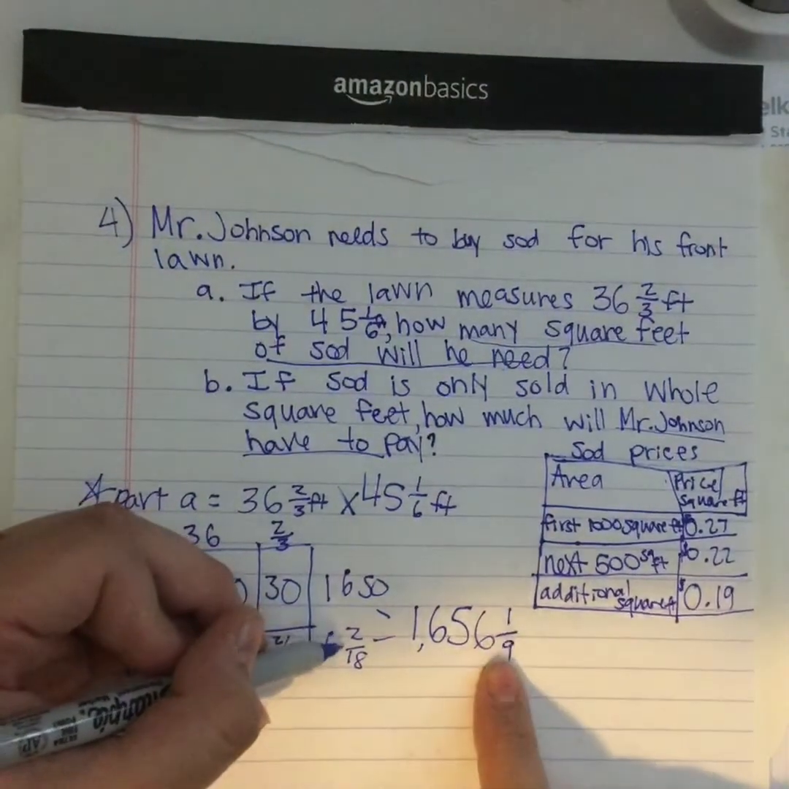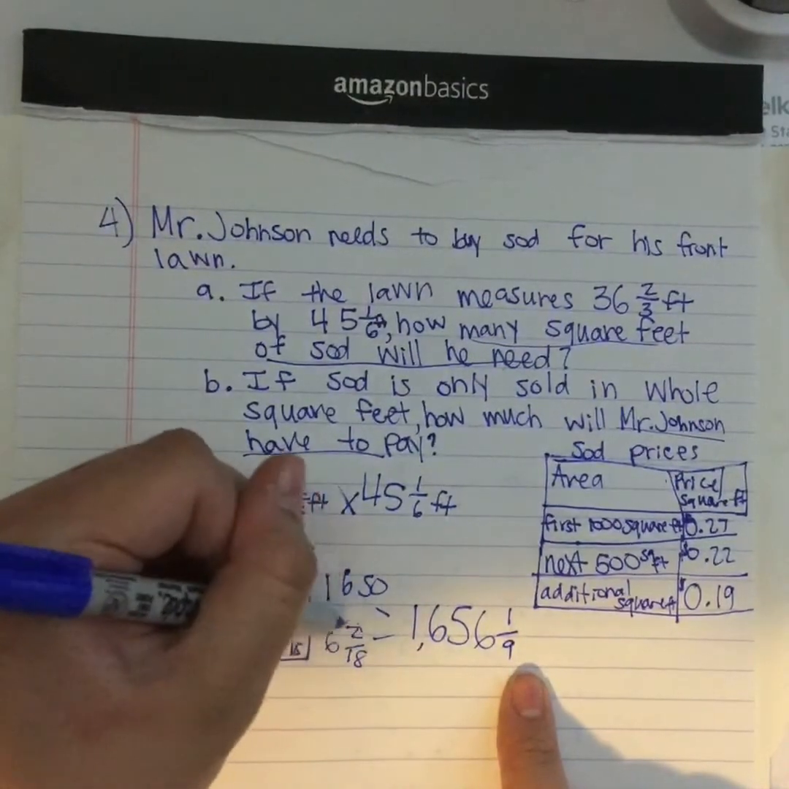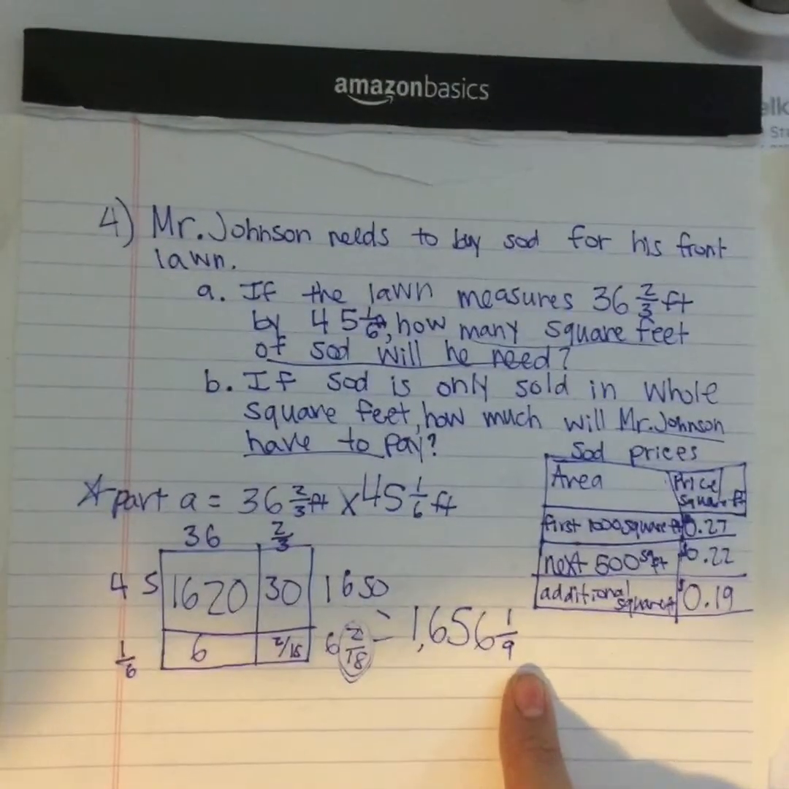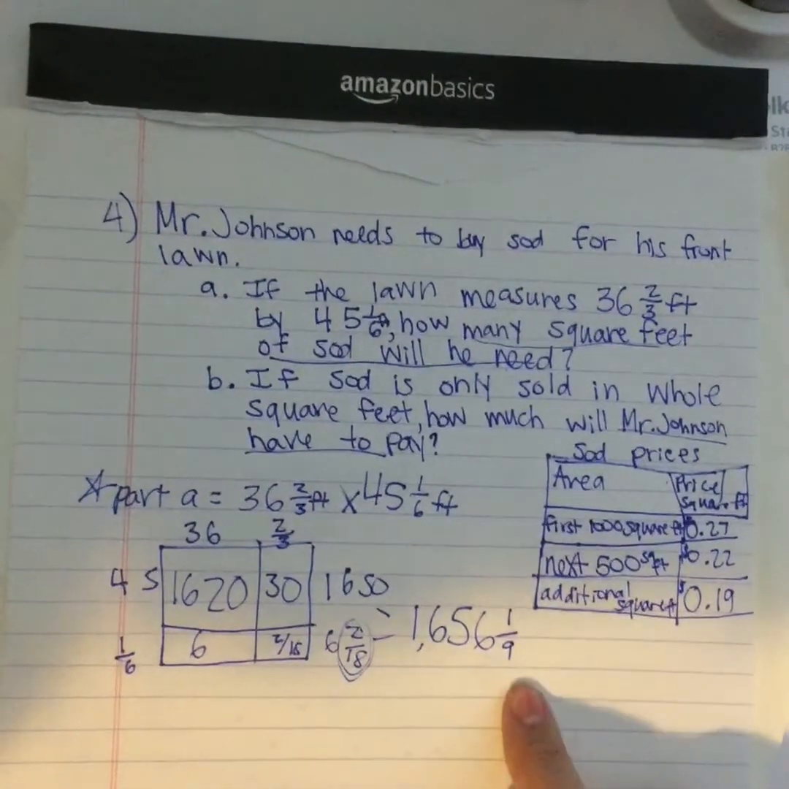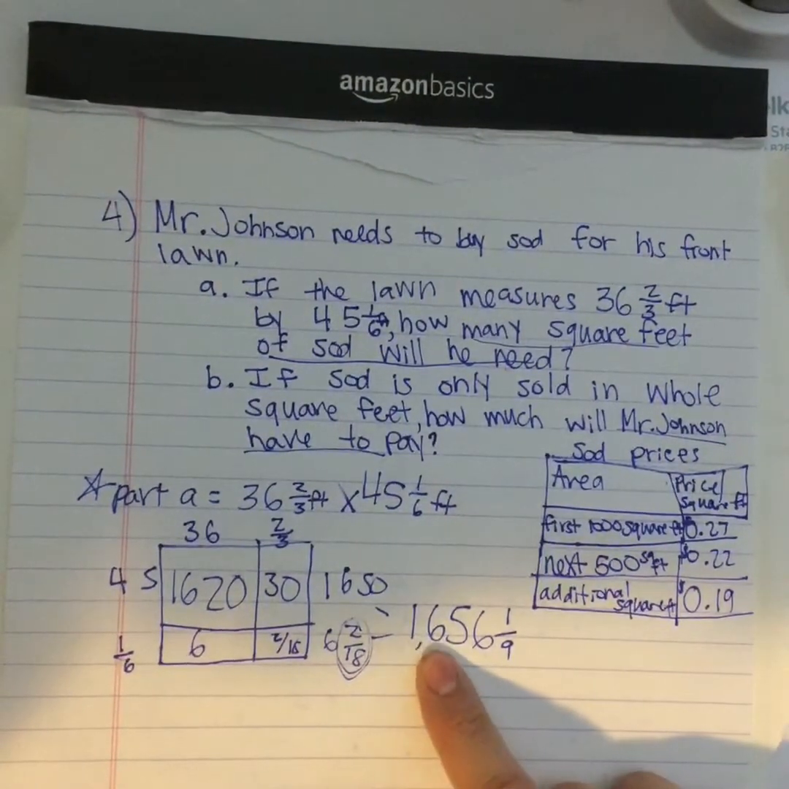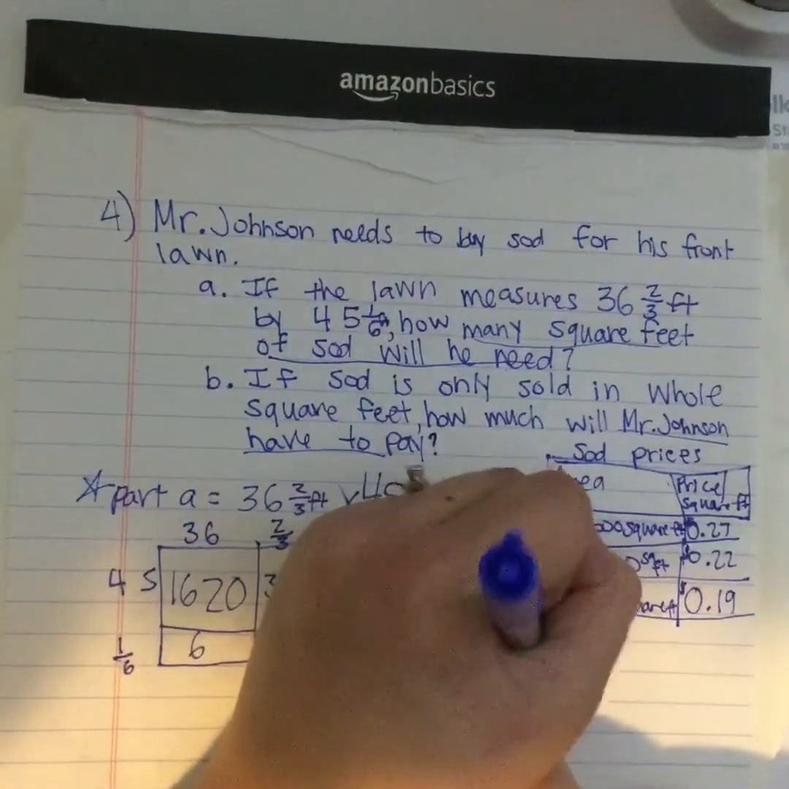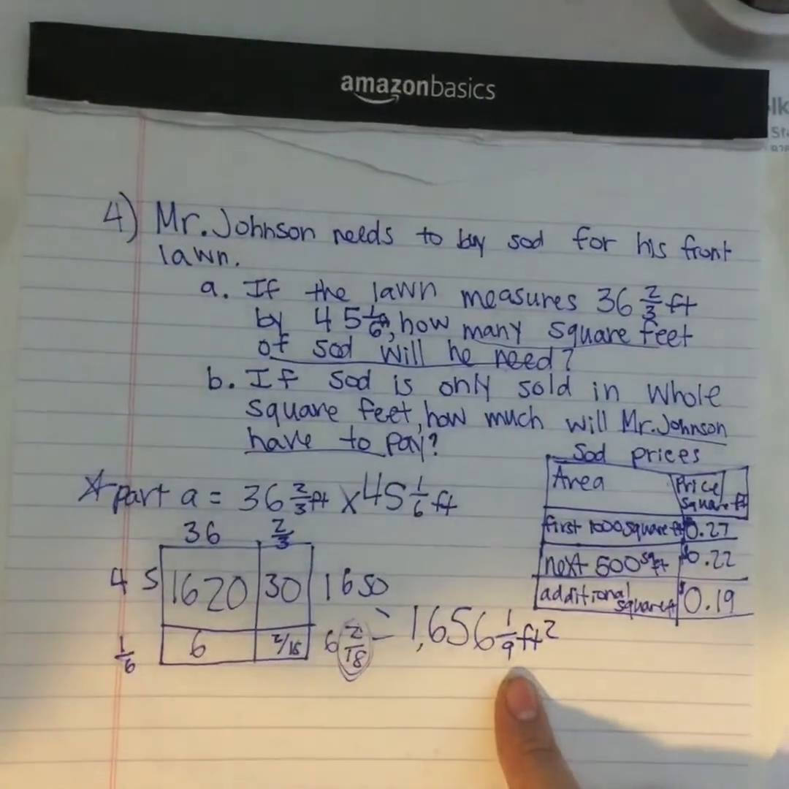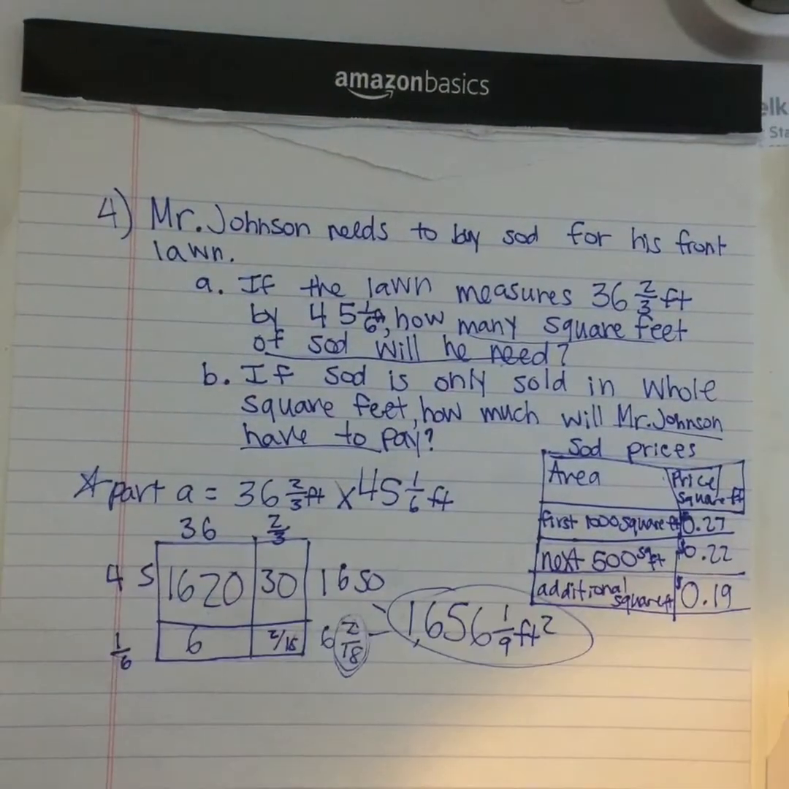If you kept it as 2/18, that's perfectly fine, but I went ahead and used my knowledge of equivalent fractions to divide both the numerator and the denominator by 2, and I got 1/9, so he needs 1,656 and 1/9 feet squared, or square feet, however you prefer to call that.